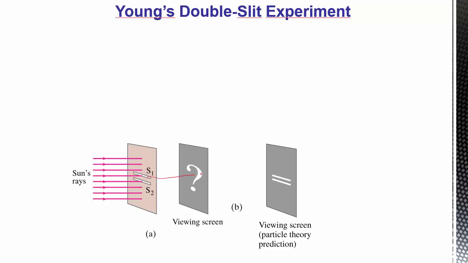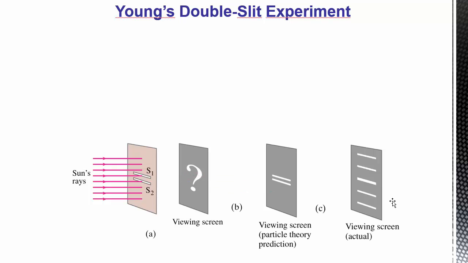Light traveling straight through. That's not very straight, but you get the idea. A little straighter? Anyway, you just have two streams making through, and you'd see two light bands on a screen behind here. Turns out that's not what we saw. It's not what Thomas Young saw. He saw several bright bands here.